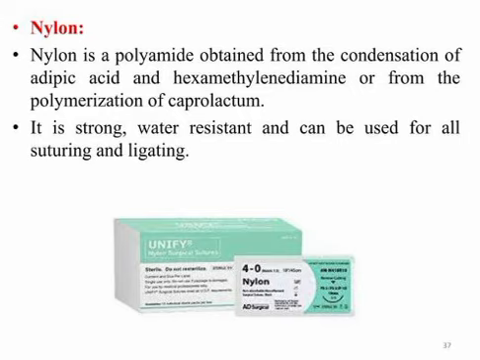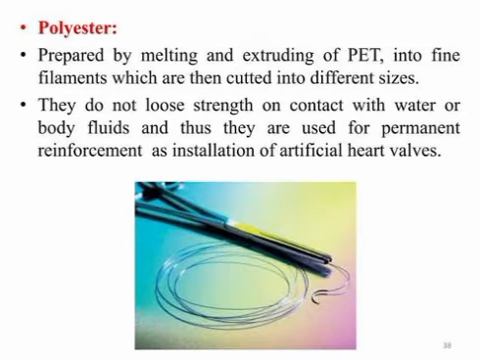Nylon is a polyamide which is obtained from the condensation of adipic acid and hexamethylene diamine, or from the polymerization of caprolactam. It is very strong, water resistant, and it can also be used for stitching and ligating. And the next one is polyester, which is prepared by melting or extruding polyethylene terephthalate, PET, into a fine filament and cut into different sizes. It does not lose strength on contact with water or other body fluids.